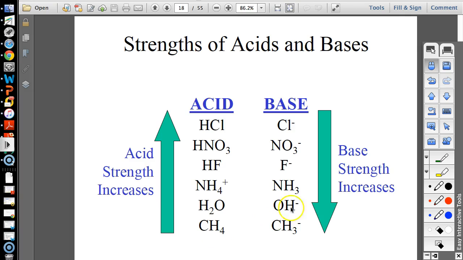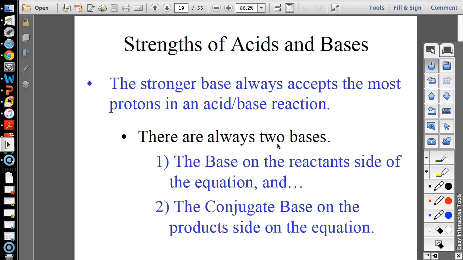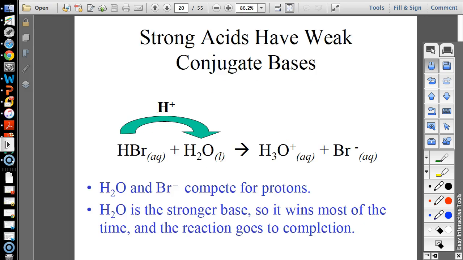So the stronger base is always going to accept the most protons. And then there's always going to be 2 bases: the base on the reactant side, and then the conjugate base. I feel like I already did that about 3 times, so I feel like I'm all right with that.